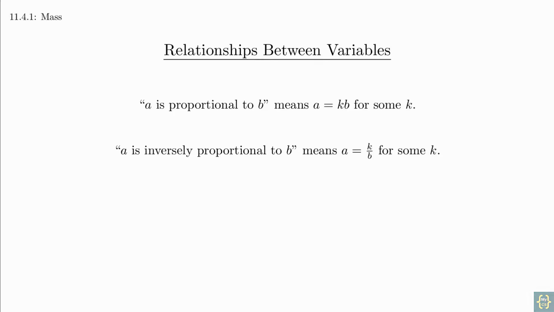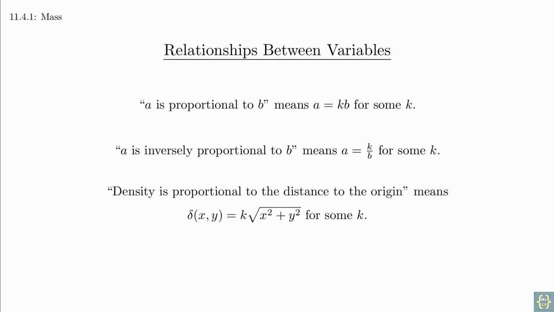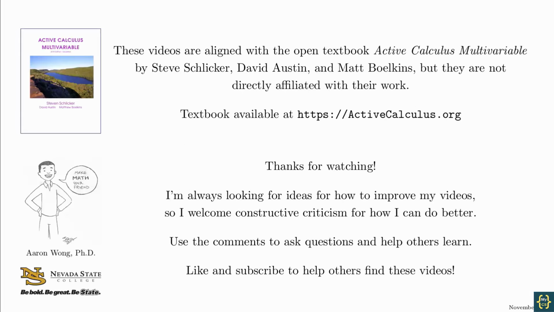These two basic relationships can be extended to more complex situations. It's just a framework for how we express relationships between quantities. If the density is proportional to the distance from the origin, then we would have that delta of xy equals k times the square root of x squared plus y squared. If you pay attention to the language, you should be able to make the connection between the words and the equations. In the next couple sections, we're going to look at the concept of the center of mass of a lamina and take a look at some probability theory.